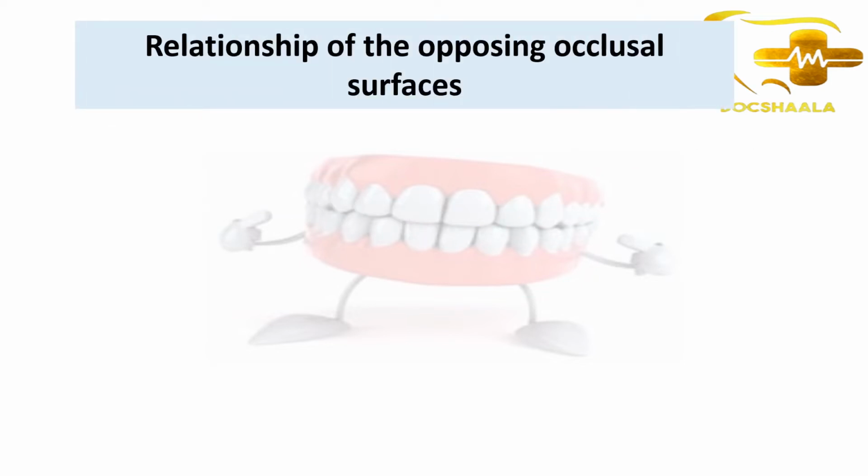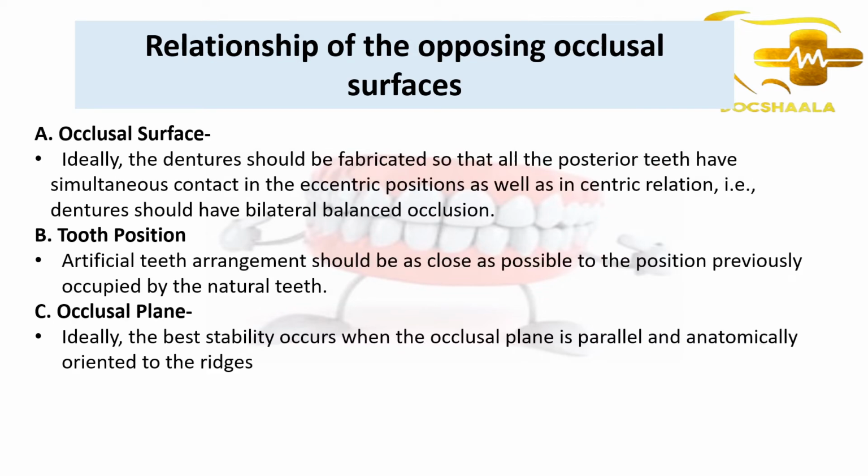Then the relationship of the opposing occlusal surfaces. We have placed teeth on the occlusal surface. The denture should be fabricated so that all the posterior teeth have simultaneous contact in the eccentric positions as well as in centric relation. That is, they should have a bilateral balanced occlusion to provide proper denture stability.